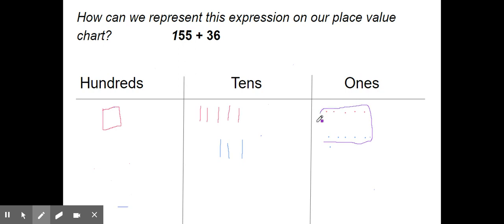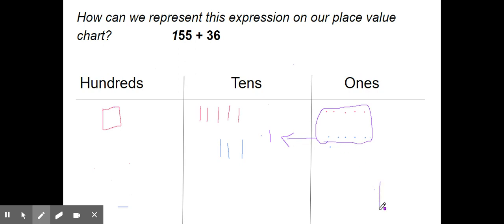What do I do now that I've bundled my 10 ones? Does it still belong in the ones place? No, it doesn't. I'm going to draw an arrow to the tens place. And I'm going to show that I made a new 10. Now I can finish with my ones. I have one left, so I'm going to make a 1 here.